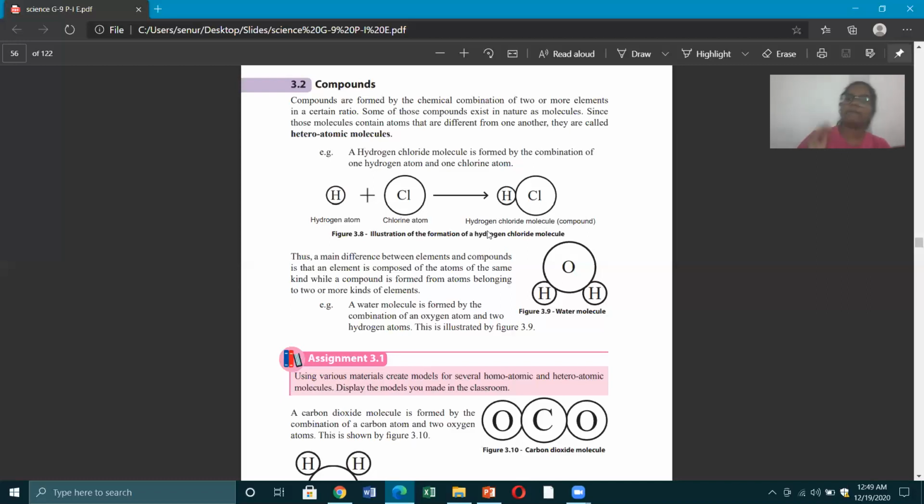So this is the opposite of it, heteroatomic molecules.